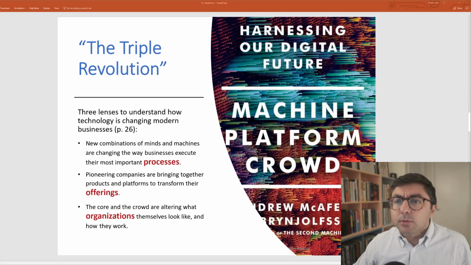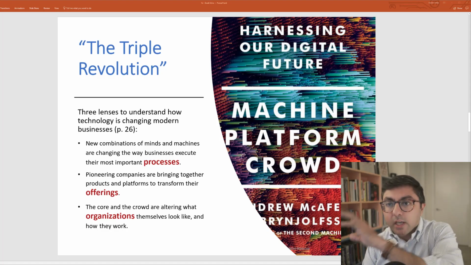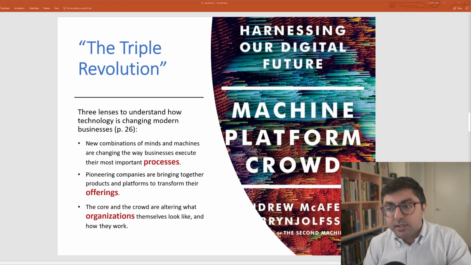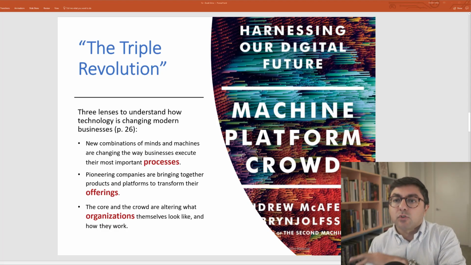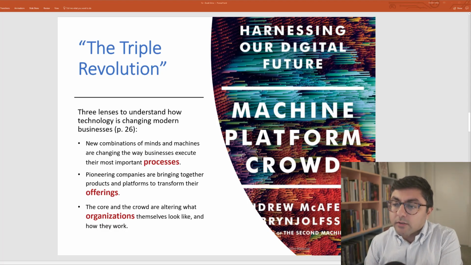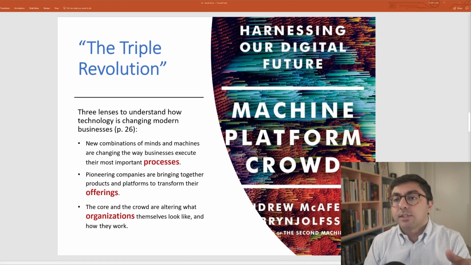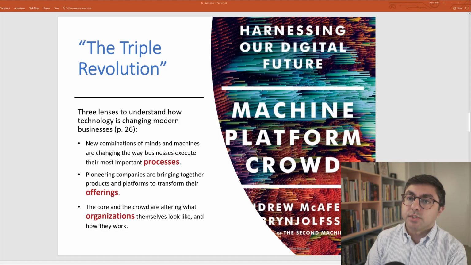So what is the triple revolution of machine, platform, and crowd? It's thinking about how these three different things are changing modern businesses. So new combinations of mind and machine. Minds are the old school, machines kind of the new school, and they are changing business processes. Platforms are transforming the service offering of firms. And then finally, the core and the crowd are altering what organizations themselves look like, right? Organizations no longer need to organize themselves in the same way that they did now that they have access to some of these pools of resources using the internet.